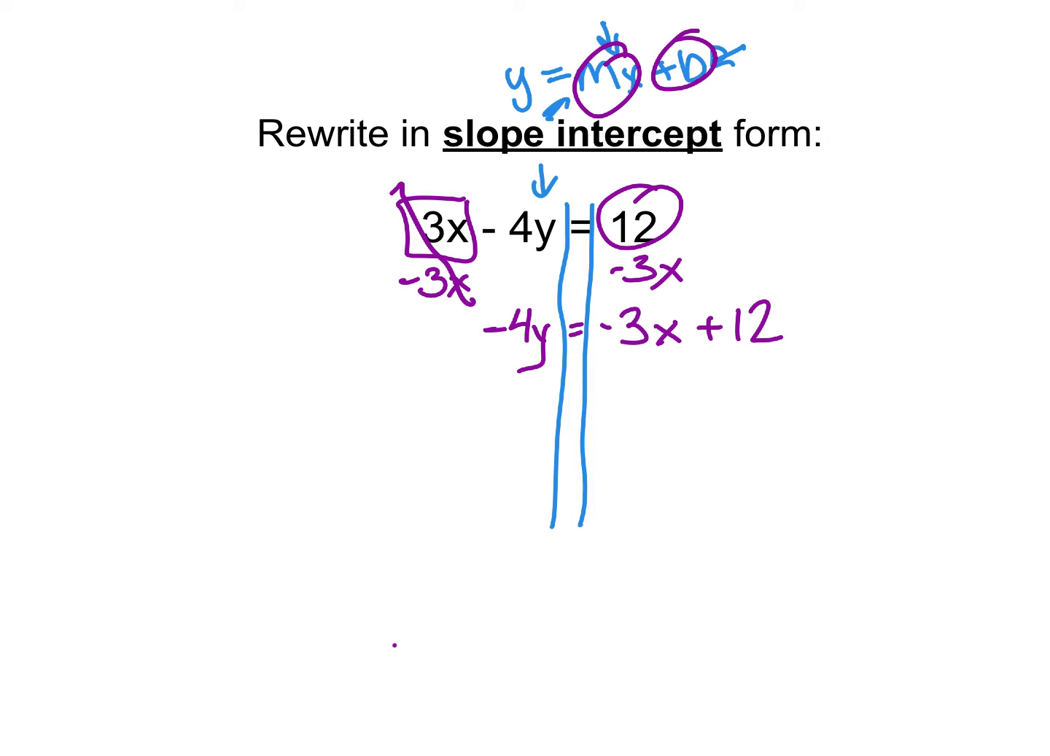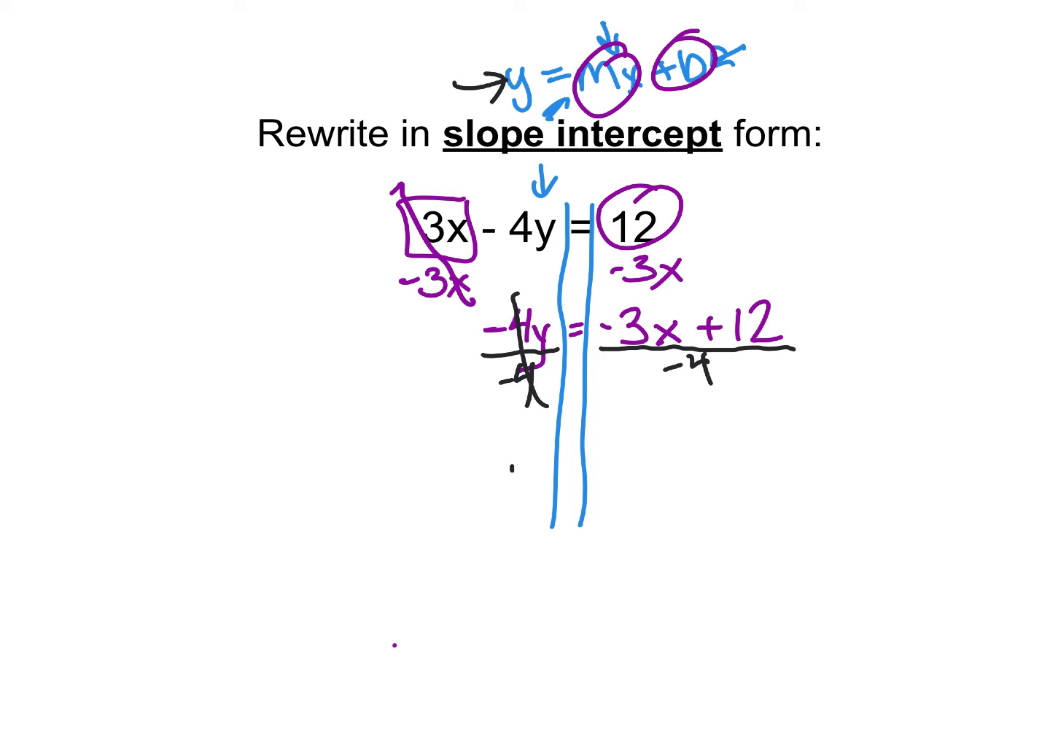So now I'm getting close. I have everything in the correct place, except for the y has a negative 4 with it. And up here, my y is all by itself. So I want it to just be a y. So what I need to do next is divide the negative 4 off of the y. I'm dividing because that's how it's attached to the y. Right now it says negative 4, and then they're touching the y, and that means multiply. So to do the opposite, I'm going to divide.